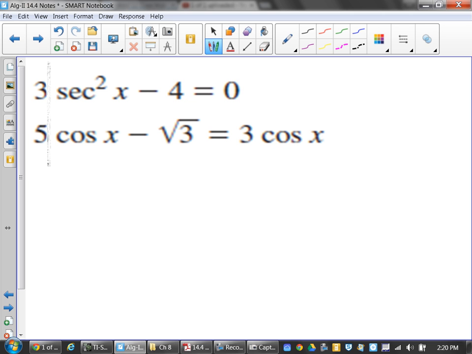I'll start on the first one if you finished up the other one. So, I'm finishing the first one. So yeah, secant squared of x is 4/3.